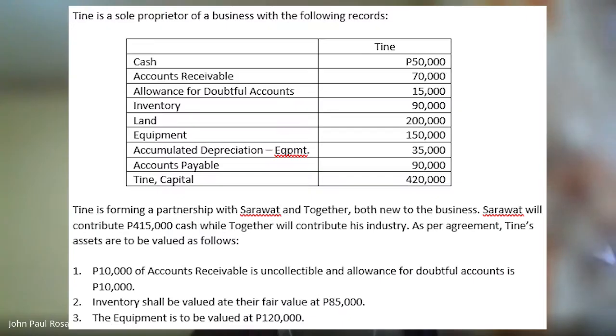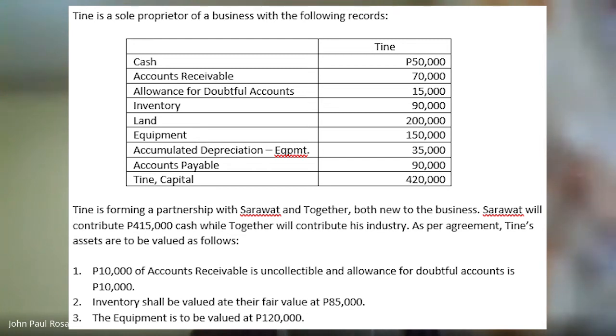So there are two possible cases here. The first one is where they would utilize the existing books of the sole proprietor. The second scenario will be the one where they will be creating a new set of books for the partnership. So for that, let's use this example. Tyne is a sole proprietor of a business with the following records.